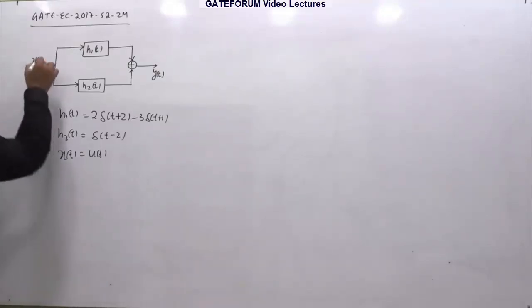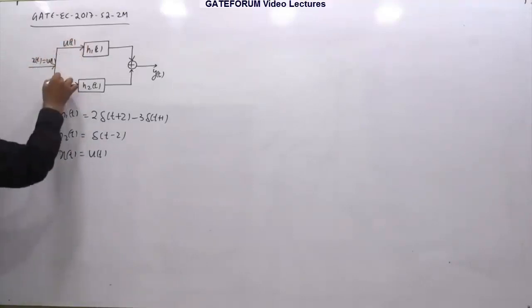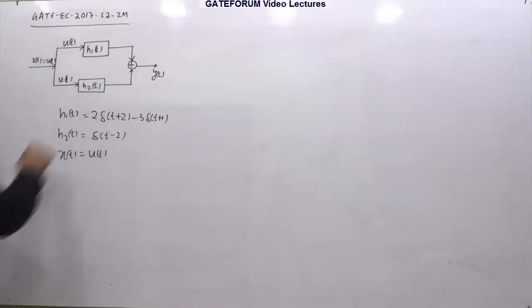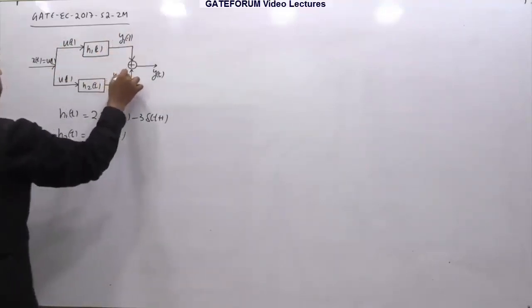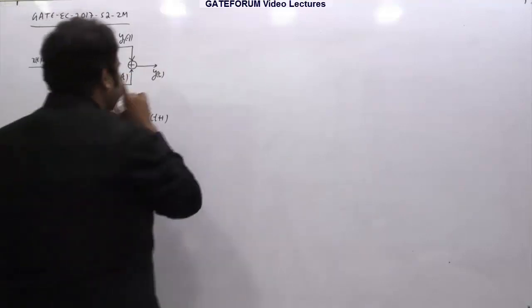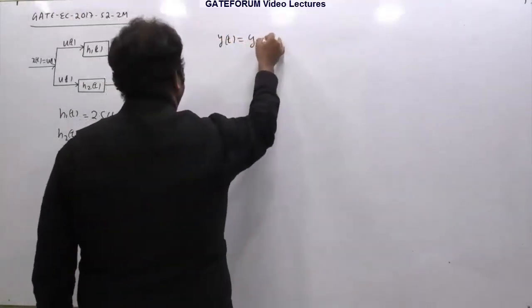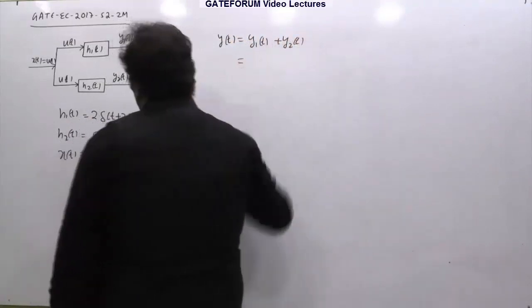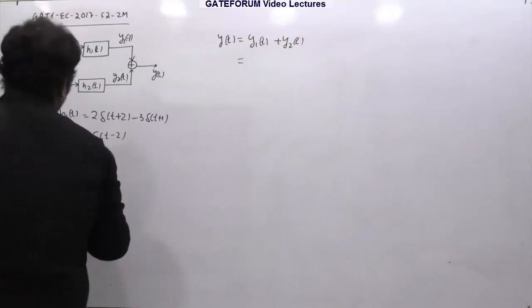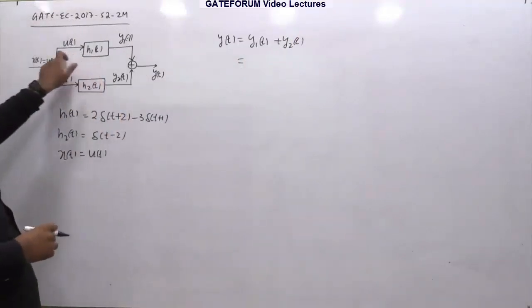So when I say this x of t is equal to u of t, then this input is u of t and this input is also u of t. Let's call this y1 of t and this y2 of t, right? If you observe this diagram, I can tell my y of t is nothing but y1 of t plus y2 of t. Now if I ask you what is y1 of t, the output of this LTI system, y2 of t is the output of this LTI system, and the impulse response is known, input is known.